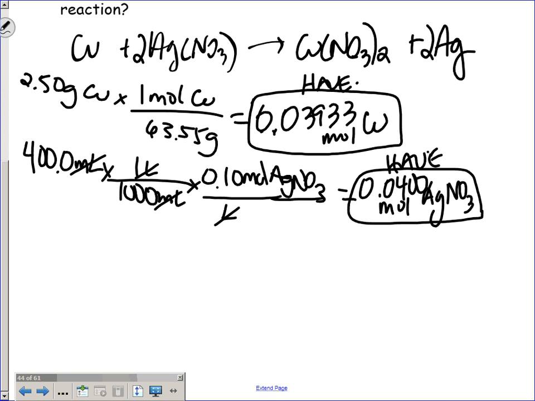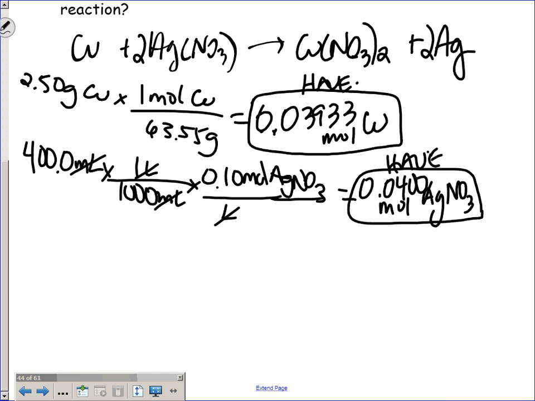How much of these products do I have before the reaction begins? Nothing. There's no products because the reaction hasn't even started yet, right? You can't have something until the reaction has actually gone through to completion. So I have 0 before the reaction, that's B, of both of my products.